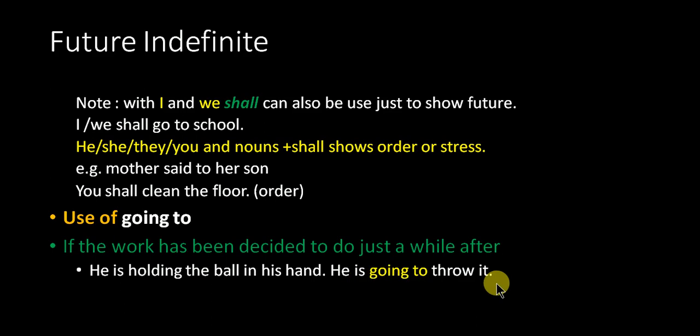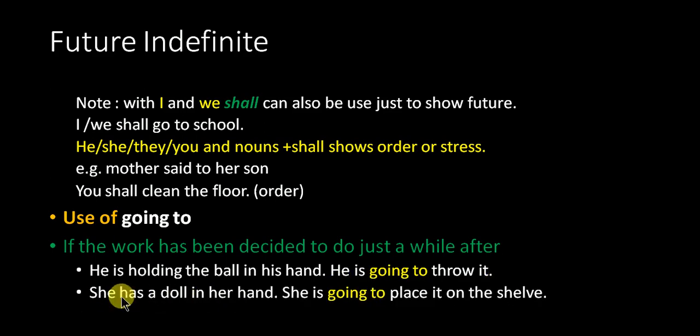Understand? The next example, she has a doll in her hand. Dear student, this is the situation. She has a doll in her hand. So she is going to place it on the shelf. This is the action she has decided to do after some moments. After a few moments, just after a while, she will do this. Okay, without any delay, she is going to place it on the shelf. So this is the use of going to. Understand?